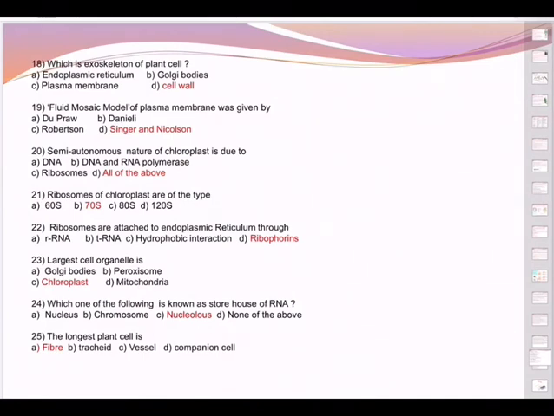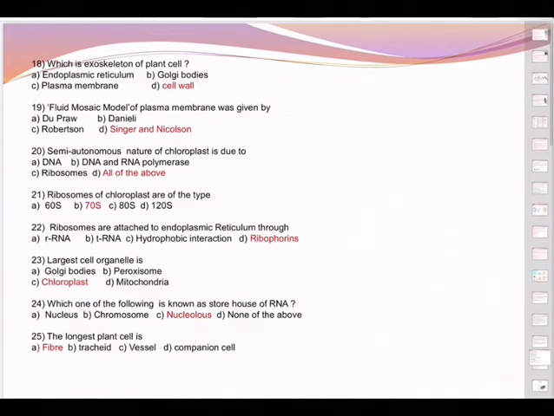Question 20. Semi-autonomous nature of chloroplast is due to DNA, RNA polymerase and ribosome. All the three will be there in chloroplast, hence all the above. And ribosomes of chloroplast are of the type 70S. Of course, in chloroplast, 70S ribosomes will be present. Ribosomes are attached to the endoplasmic reticulum through a linkage. What is the linkage? That is ribophorins.